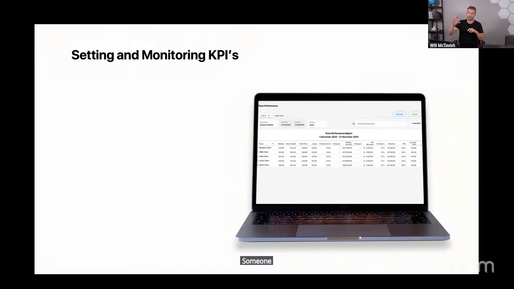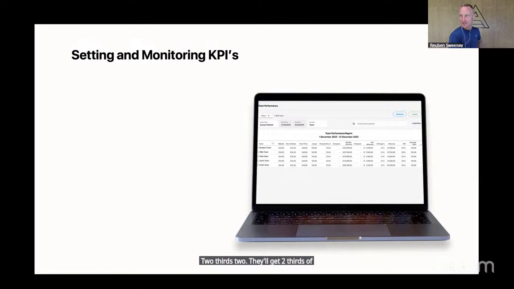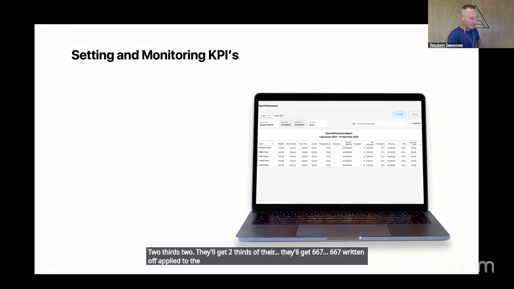will get, geez, I've got my maths now. It'll be a portion. It'll be split two-thirds. Sorry, I'm thinking on the spot. They'll get two-thirds of it, so $667 written off applied to the two-thirds person. Yeah. There you go.